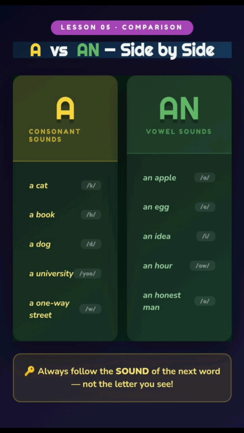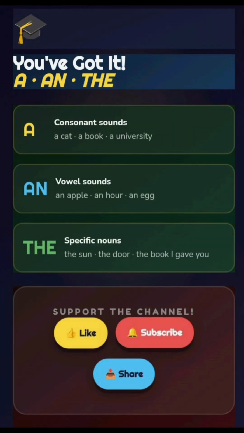On the right, an is used before vowel sounds. An apple, A sound. An egg, E sound. An idea, I sound. An hour, ow sound because H is silent. An honest man, O sound because H is silent again. The golden rule is always follow the sound of the next word, not the letter, the sound.